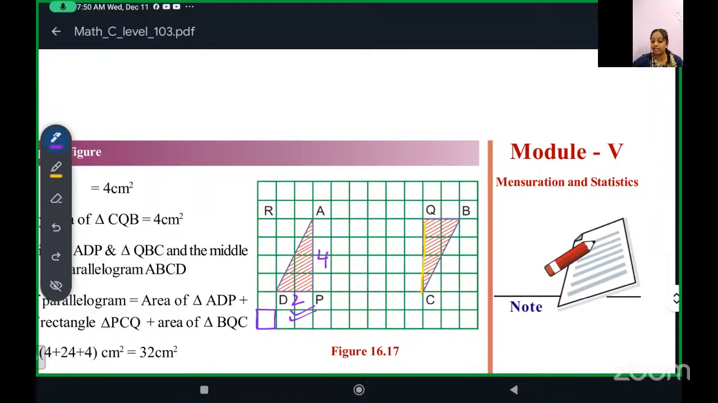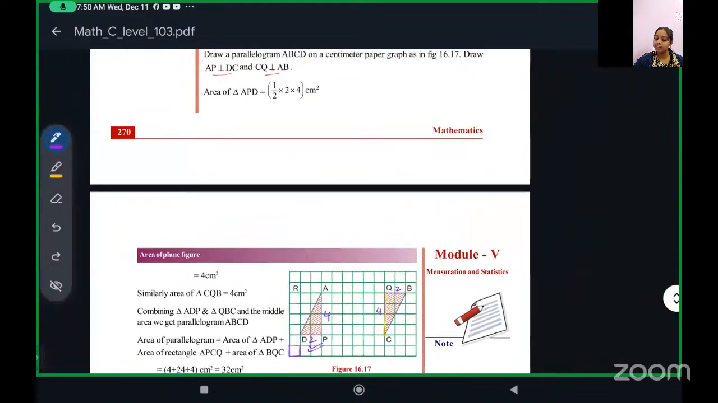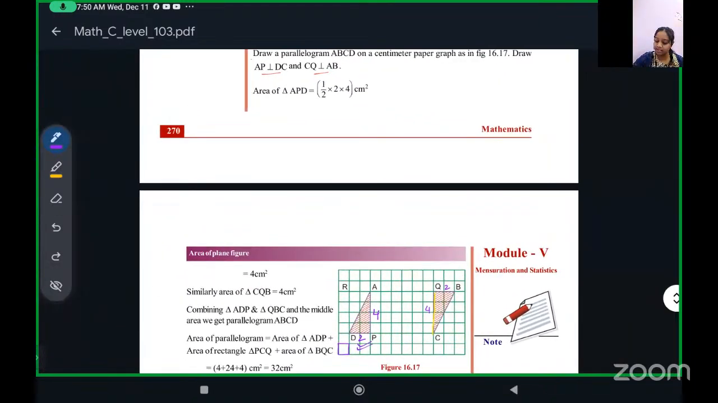Similarly, in the other triangle, if you take a look carefully, this QB is 2 because it's covering two boxes, and QC is 4. Yes, they are congruent. But now I have the measures of the height and the base of both the triangles. 4 is my height, 2 is my base. Now, can I find the area of both the triangles? I can use the formula.